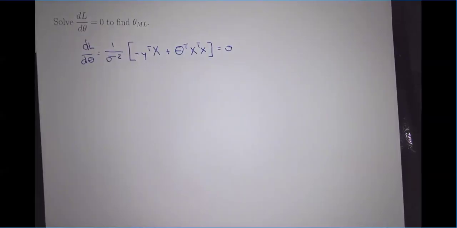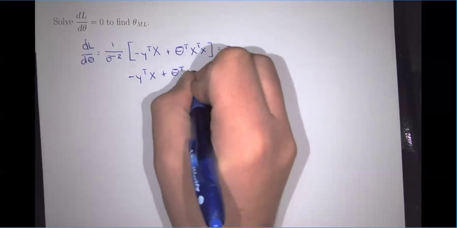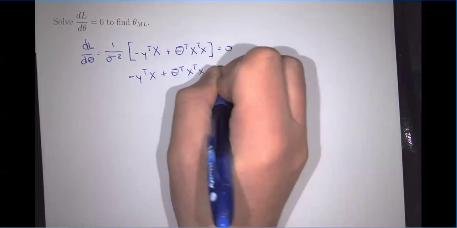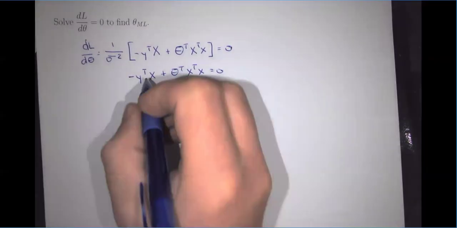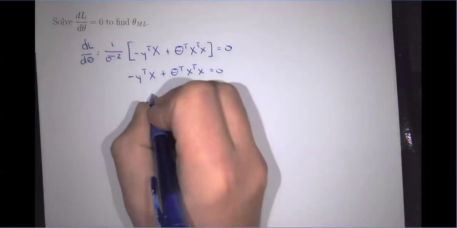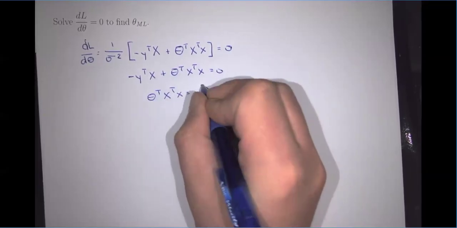Now, 1 over the variance squared is just a constant, so we can do away with that. So we have negative yᵀx plus θᵀx equals 0. We're solving for θ, so we might as well put θ on its own side. So we have θᵀx is equal to yᵀx.